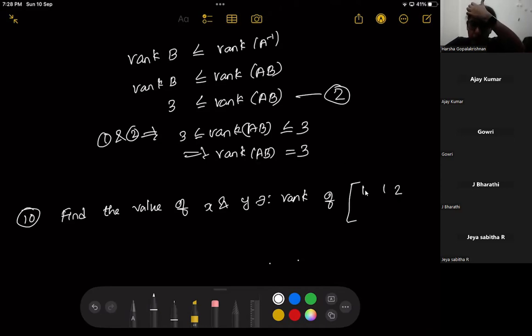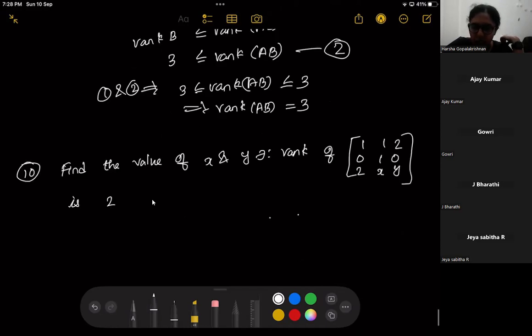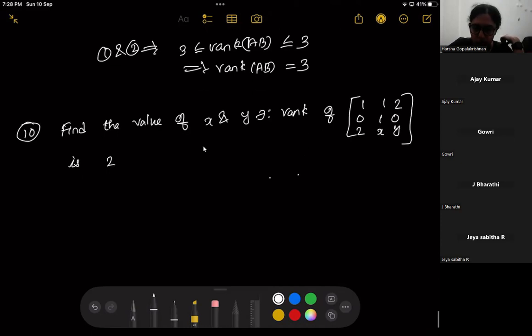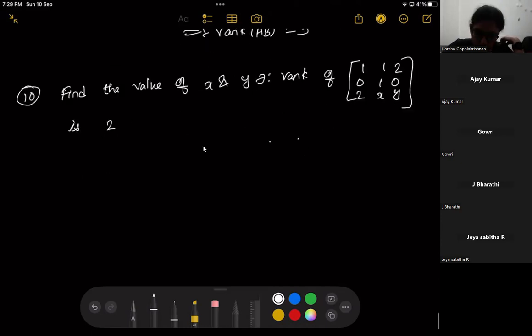The matrix is given as 1, 1, 2, 0, 1, 0, 2, x, y. We need to find the values of x and y such that the rank of this matrix is 2. So what we will do is find the reduced, equivalent form of this matrix.